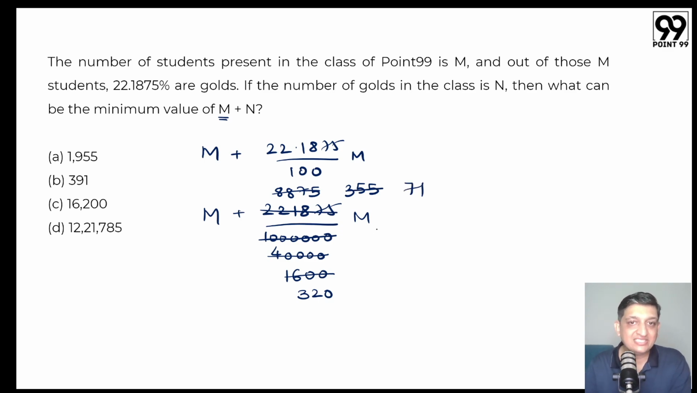So my answer here is going to be M plus 71M by 320, because I cannot reduce the numerator and the denominator any further. So my answer is going to be 71M by 320 plus M. Now if I just simplify this, I am going to get 320M plus 71M, that is 391M by 320.